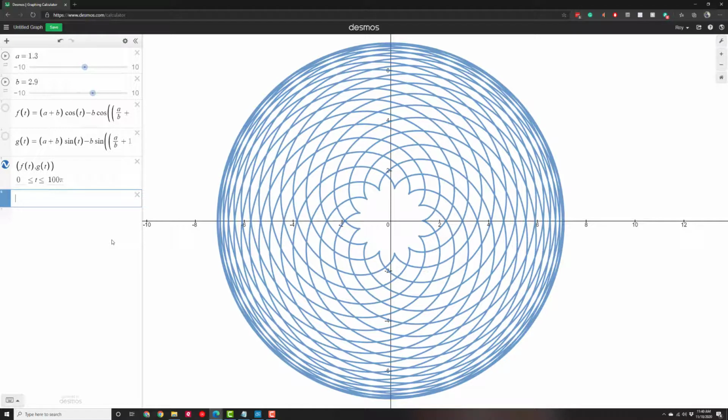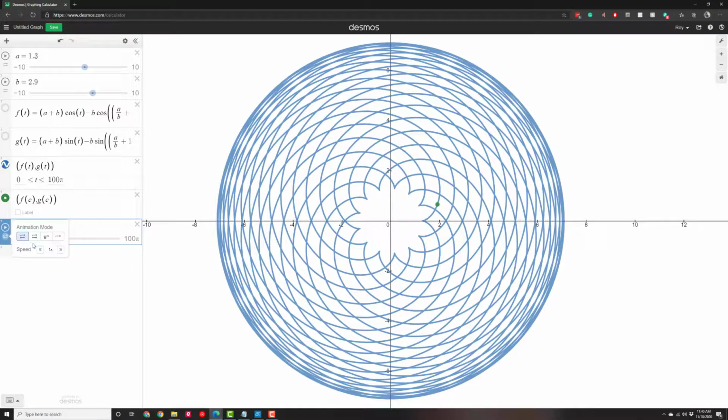The way you can see the path of travel is by naming a different parameter, not a or b, but let's try the parameter c. And I'm going to plot the point f at c, comma, g at c. And I'm going to add a slider for c. And that slider, I'm going to start at 0, and I'm going to go to 100 pi. And I'm going to do very small step sizes, 0.00001 or something like that. I don't know if it'll allow for that, but whatever.